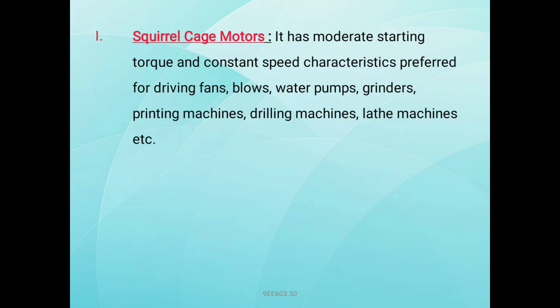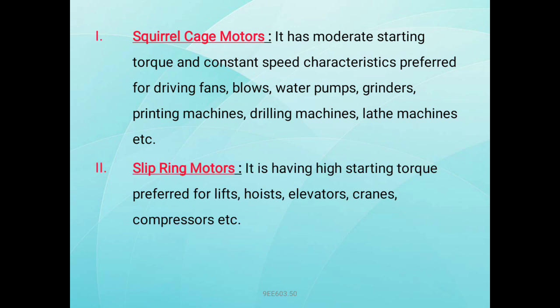And the squirrel cage motor has moderate starting torque and constant speed characteristics. It is found driving fans, blowers, water pumps, grinders, printing machines, drilling machines, lathe machines. Slip ring motors have high starting torque, preferred for lifts, hoists, elevators, cranes, compressors.